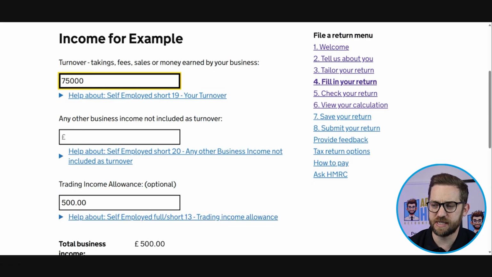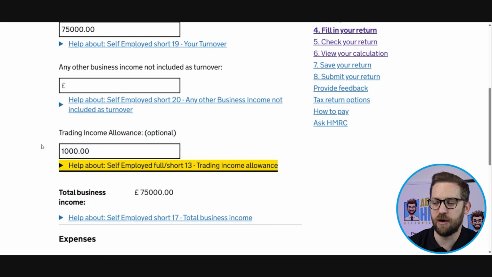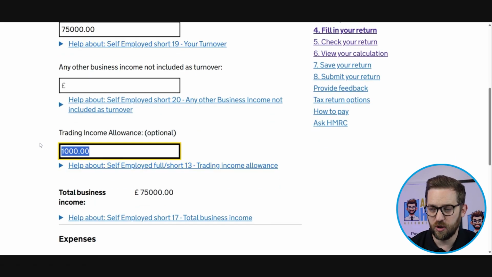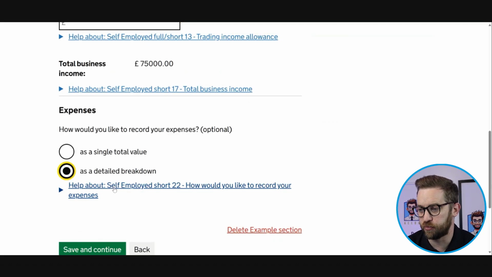But given that I've got 75,000 of income, I would be able to claim the full £1,000 allowance. Now, in this example, I don't actually want to do that. What I want to do is scroll down and provide my expense figures. So I have two options to do this. One option is to provide a detailed breakdown.